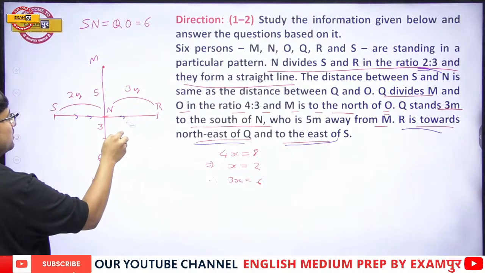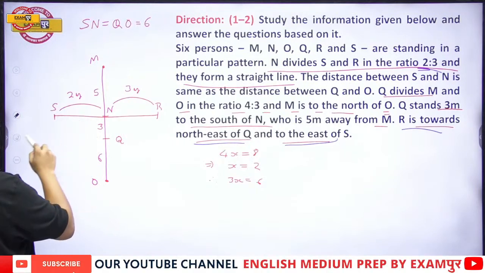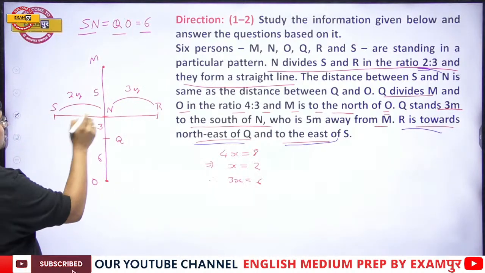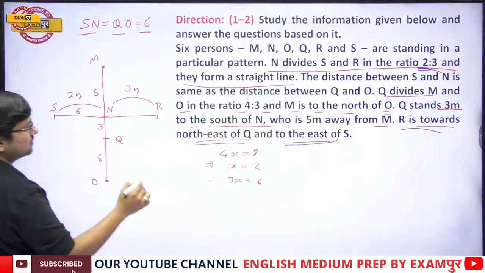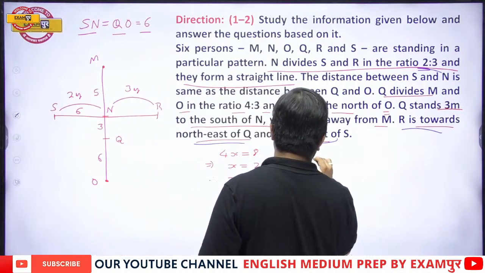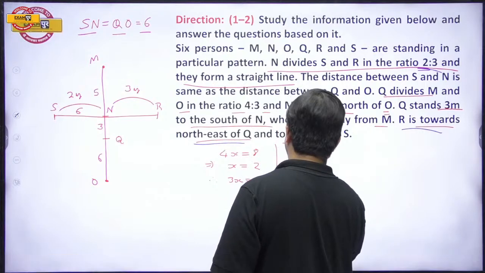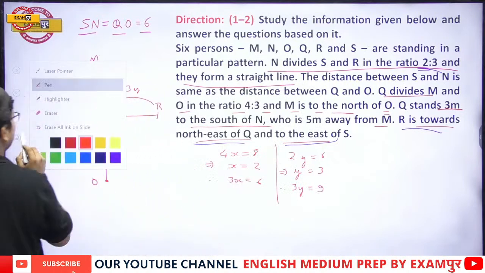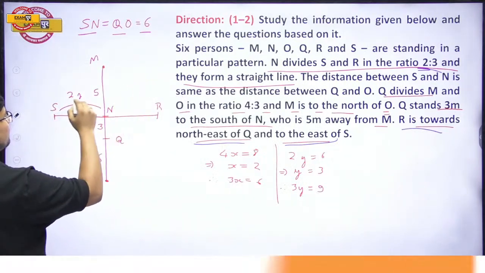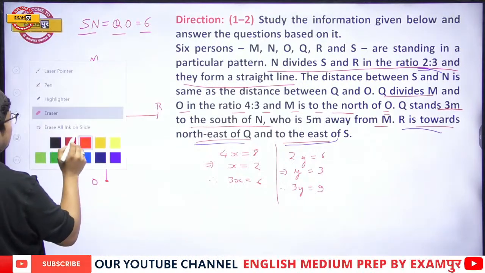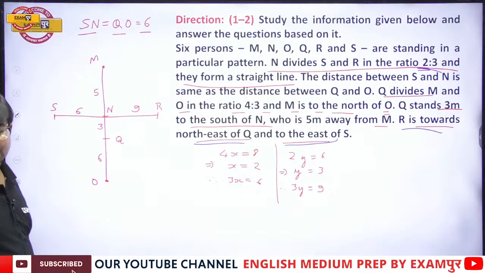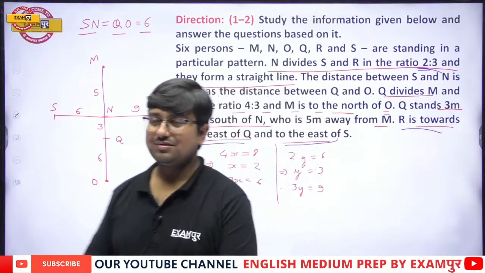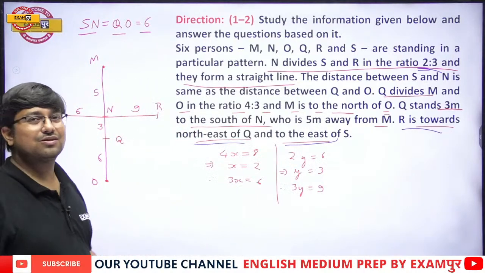Now see, my dear students. Further, it was given that SN is equal to QO is equal to 6. So this 2y distance is 6, and if 2y is 6, therefore y is equal to 3. That means 3y is equal to 9. The moment we get 3y equal to 9, the diagram is absolutely clear. This is the final diagram. Getting it? Yes or no? Come on guys, yes or no?